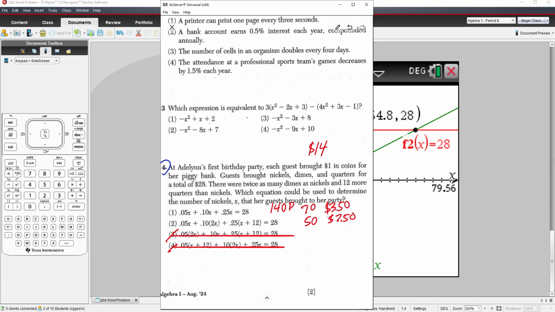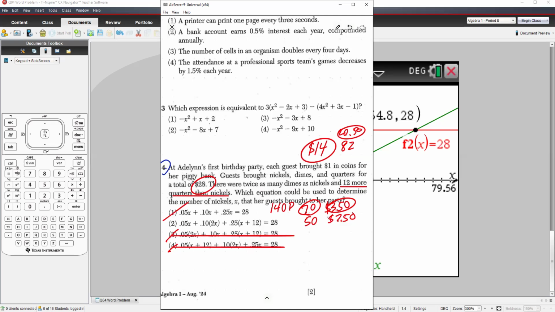It says there were 12 more quarters than nickels. So if I have 70 nickels and I add 12, that'll be 82. So 82 times 25, or here's how I would do it: 80 quarters would be basically $20, and then the 2 quarters that I didn't include would be 50 cents. So this would be $20.50. Now, if you add these, $20.50 and $14 and $3.50, that's way more than 28. So I know that this is also not the answer.